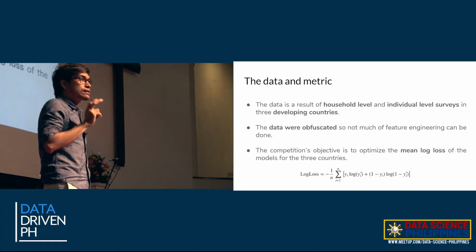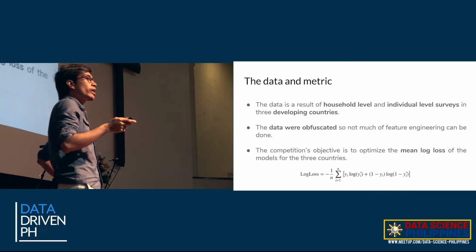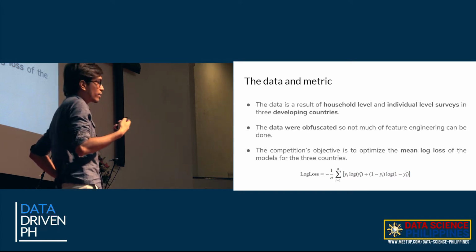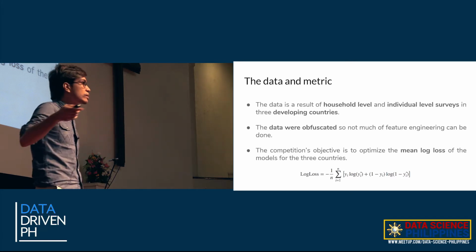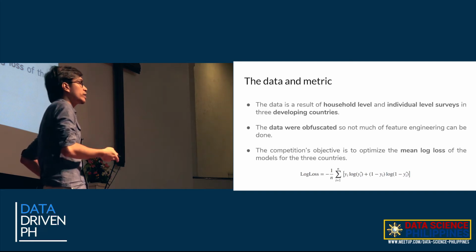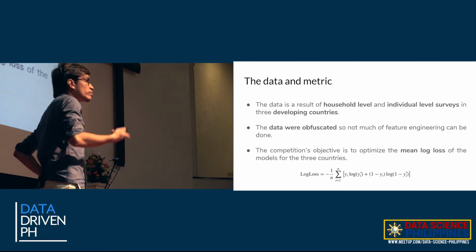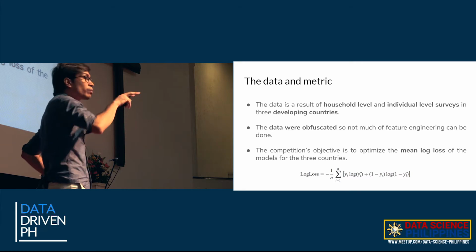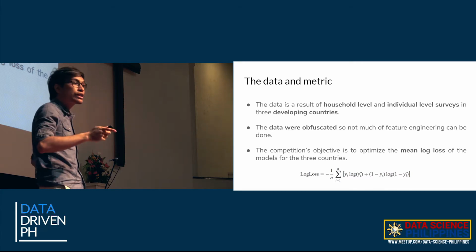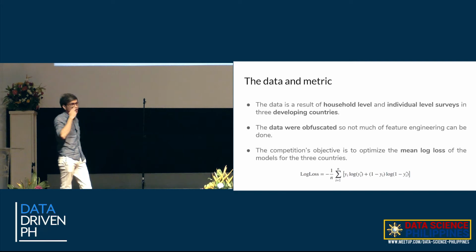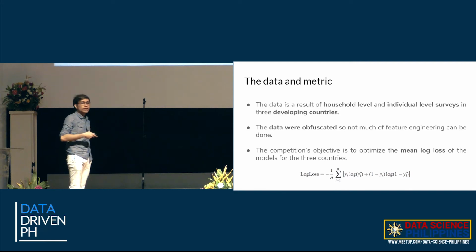So the problem of the competition is that the data is obfuscated. As you may know, one of the biggest things that you can do in a machine learning problem is feature engineering, right? With feature engineering, you can drastically improve the performance of your model by combining relationships between 2 or more features. But for this problem, it's very hard because you don't have any prior information about the kind of feature or data that you're working with. So that's one of the problems.